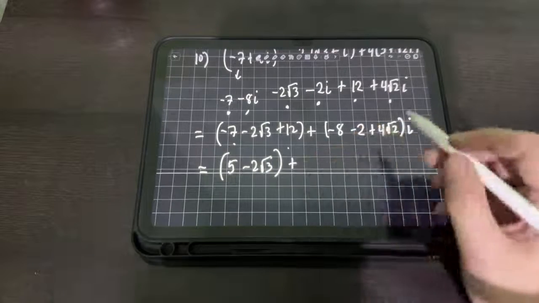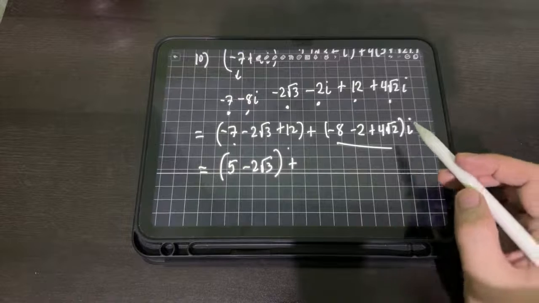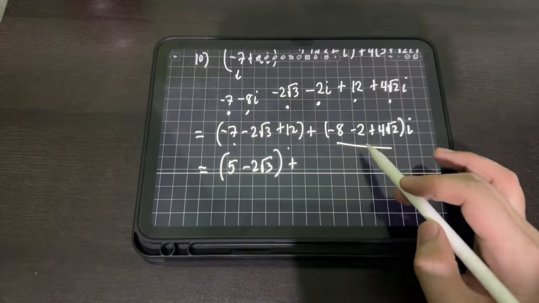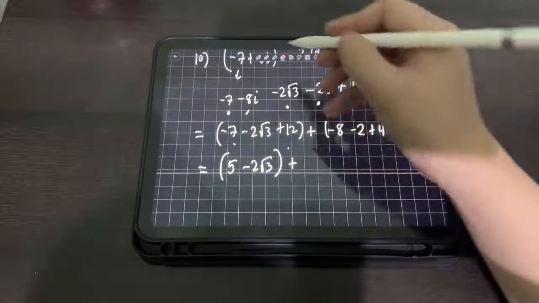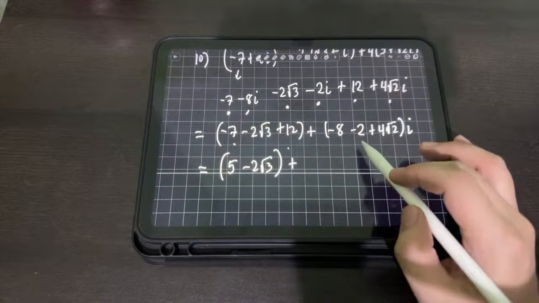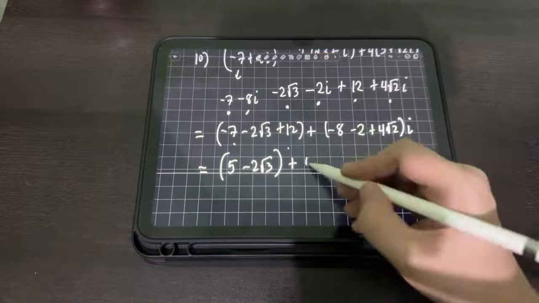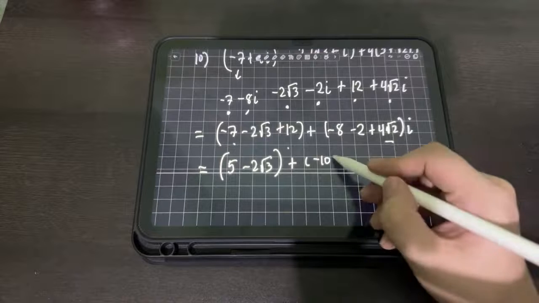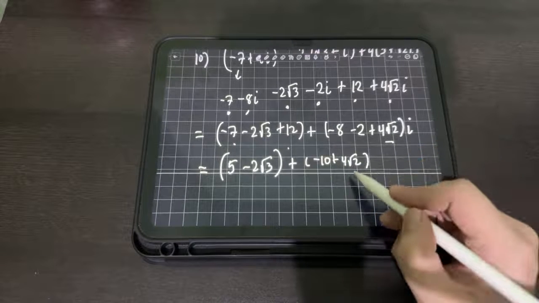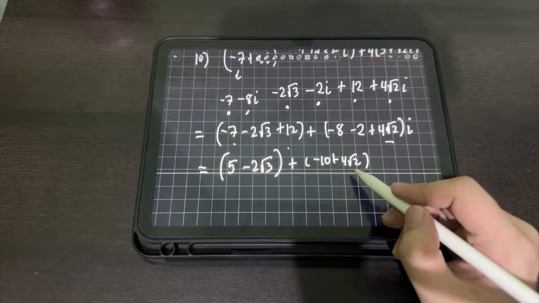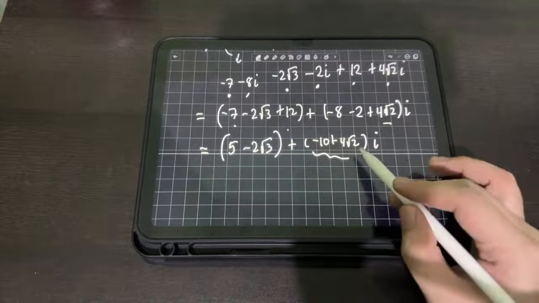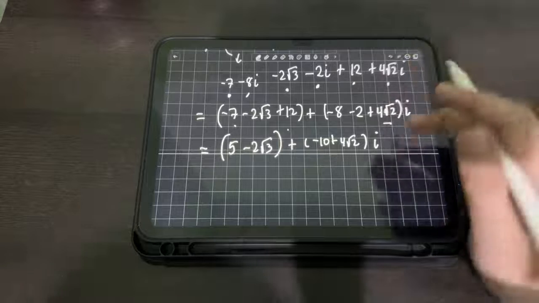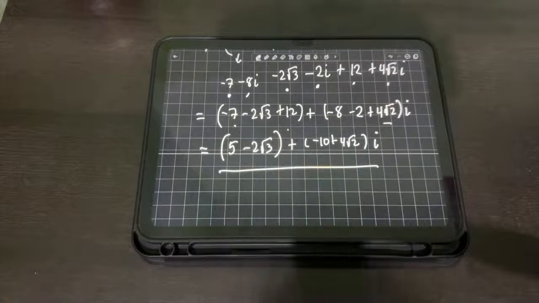Okay? Plus, for the imaginary part, let's combine negative 8 minus 2 plus 4 square root of 2. Likewise, what we can combine here is just negative 8 and negative 2. So that will be negative 10. Then copy plus 4 square root of 2, again because it has an irrational part, which is the square root of 2. Okay? So we also have an irrational imaginary part due to the presence of the square root of 2. So this will be the exact value of the complex number.